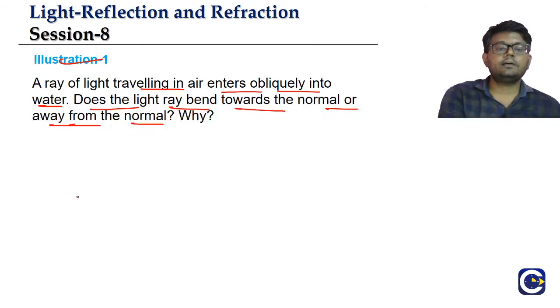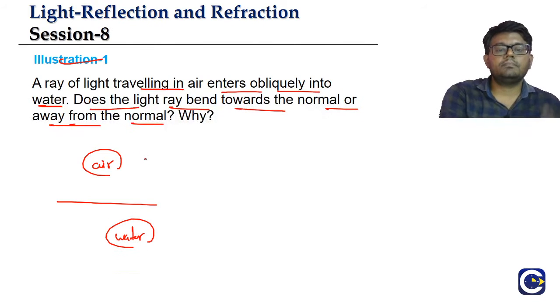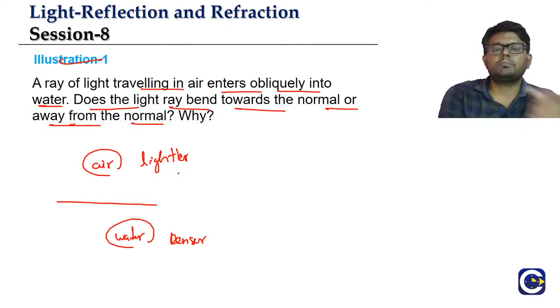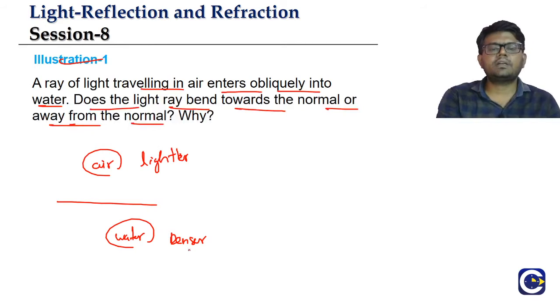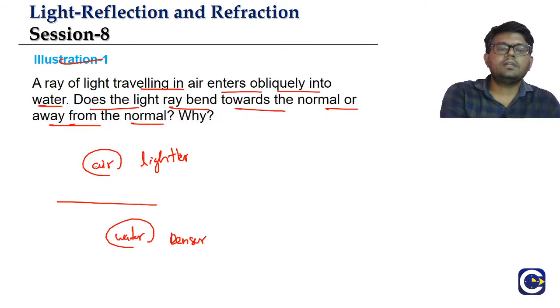So whenever the light rays are entering from air to water, air is what? By looking at the refractive index values, it's an optically lighter medium. Water is what? Optically denser medium, because for air it is 1.003 and for water it is 1.31. Sorry, 1.36. So this is the denser medium. When the light rays enter from the lighter medium into the denser medium, they will bend towards the normal.